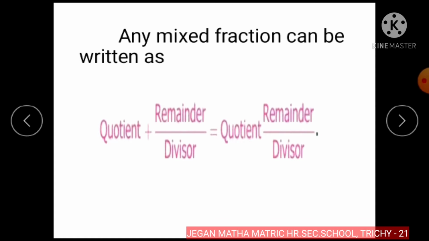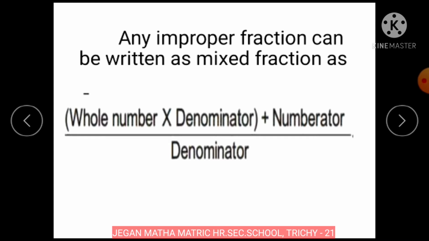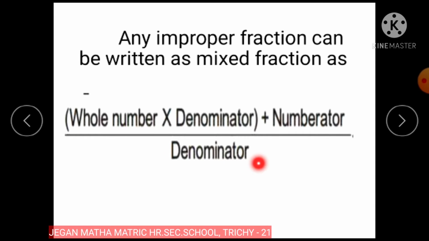So, any mixed fraction can be written as quotient plus remainder by divisor, that is, quotient remainder by divisor. Any mixed fraction can be written as an improper fraction as whole number into denominator plus numerator, divided by denominator.